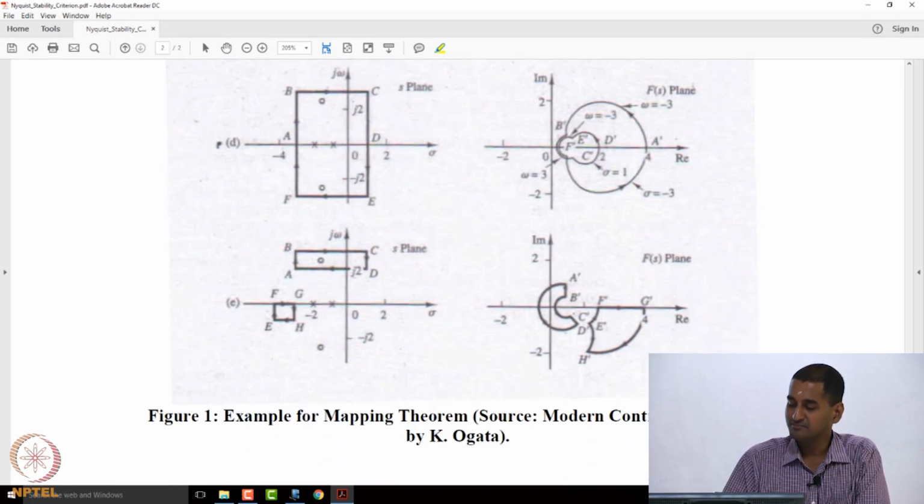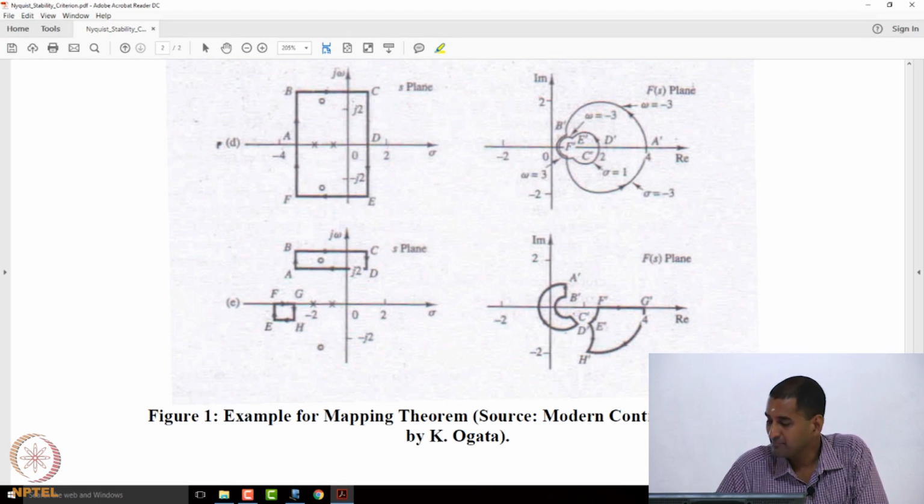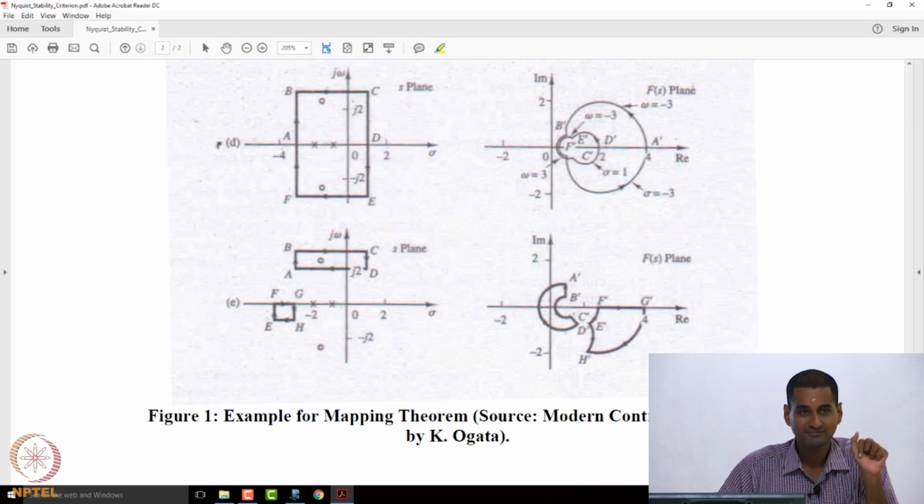There are a few more examples. In this case, A, B, C, D has only 1 zero. You can have contours like this also, and no poles. So Z minus P will be 1 here. You look at A prime, B prime, C prime, D prime, it encircles the origin once in the clockwise direction, because N_C will be plus 1. If you take E, F, G, H, it doesn't contain any of the zeros or poles, it just gets mapped to E prime, F prime, G prime, H prime. So that's what happens.